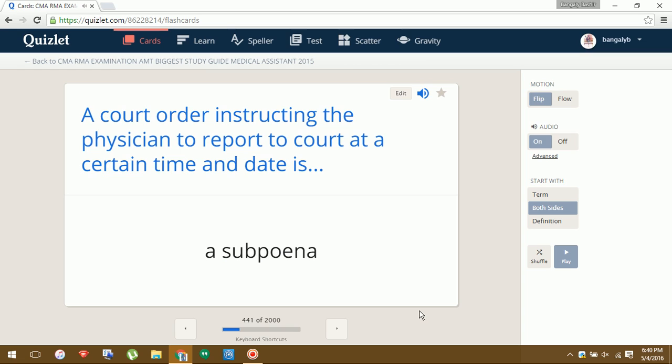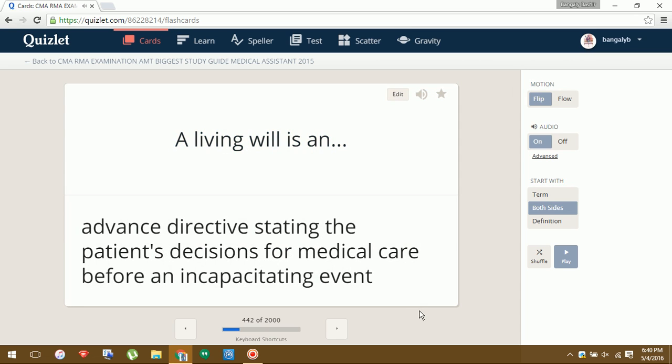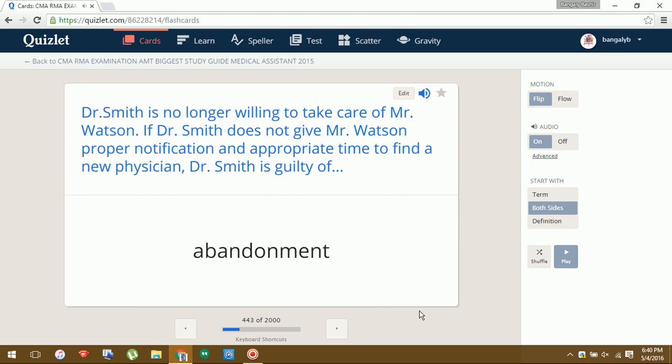A court order instructing the physician to report to court at a certain time and date is a subpoena. A living will is an advance directive stating the patient's decisions for medical care before an incapacitating event. Dr. Smith is no longer willing to take care of Mr. Watson. If Dr. Smith does not give Mr. Watson proper notification and appropriate time to find a new physician, Dr. Smith is guilty of abandonment.